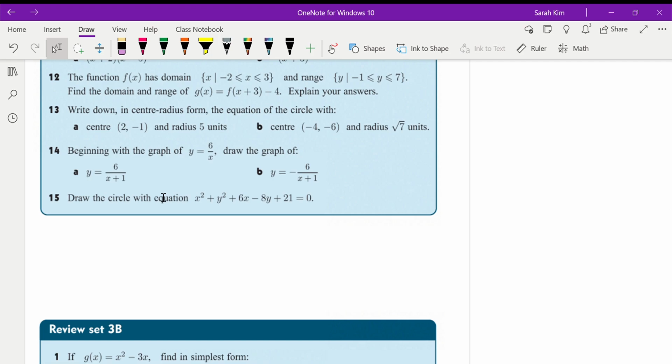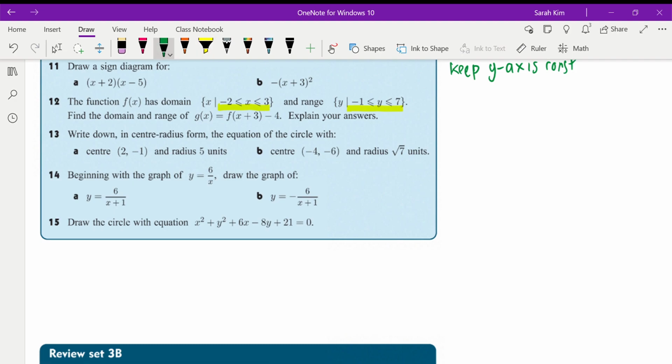Alright, so let's have a look at question 12. The function f of x has this domain, -2 to 3, and the range of -1 to 7. So basically that means whatever my graph looks like, my lowest x point is -2, my highest x point is positive 3, and it's not to scale, so ignore my scales a little bit. And my lowest is -1, and my highest is 7. So basically my graph is in this region. Okay, so that's what it means.